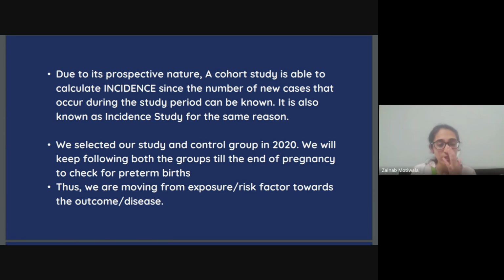Now in this particular study design, since it's prospective in nature, that is, we're going from exposure to outcome, we're able to calculate the incidence of a particular disease, because your new cases are actually being formed by the end of this study. And therefore, this is also known as an incidence study. So in this example, we selected our study and control group in 2020, and we followed these patients until the end of pregnancy to check for preterm births.